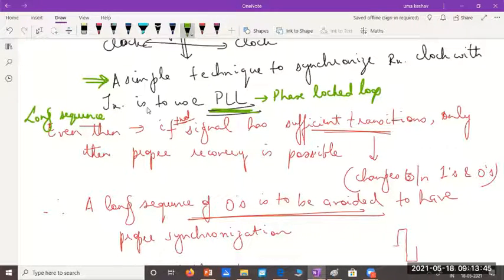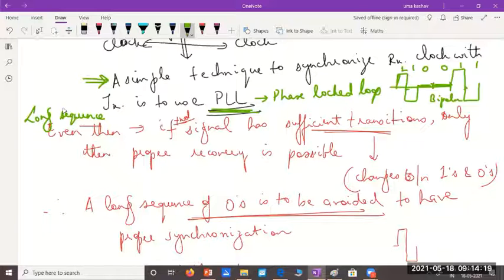But if transitions are not there, what happens in bipolar signaling? Only ones are represented with pulses. Whenever I have a 1, I'll represent it with positive and negative alternately. But whenever I have a 0, there is no pulse transmitted. So zeros are not transmitted with any voltages, whereas ones will be transmitted with alternate positive and negative voltages. This is called bipolar signaling. Please remember this.